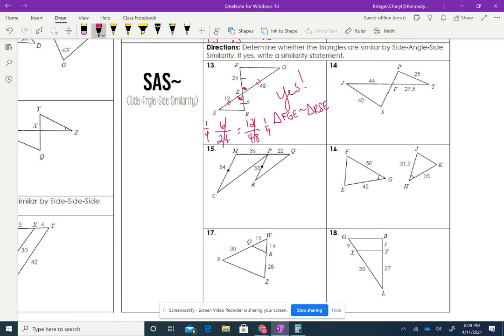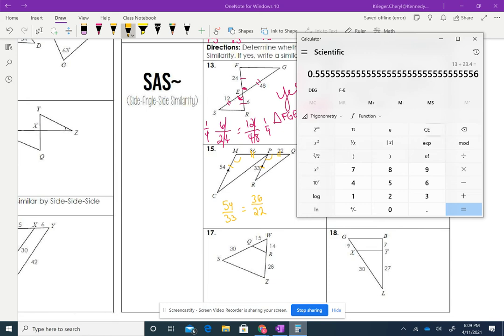All right. So you guys see the parallel lines cut by the transversal, right? So that means this is my corresponding angle here, which means that it could potentially be side angle side. The 54 goes with the 33, 36 goes with 22. Let's check to see if those ratios work out. So I'll say 54 over 33 equals 36 over 22. And let's just see.